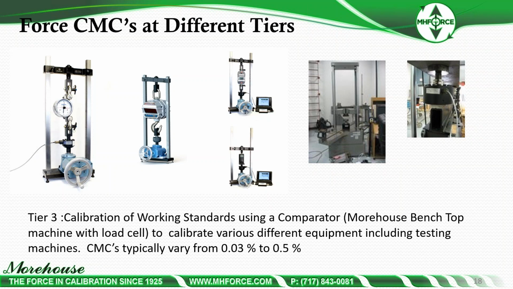to calibrate testing machines. And then you have CMCs that vary. It depends on what instrument you're calibrating. CMCs, repeatability studies, and the CMCs vary all over the place, typically between 0.03 to 0.5% in this tier.